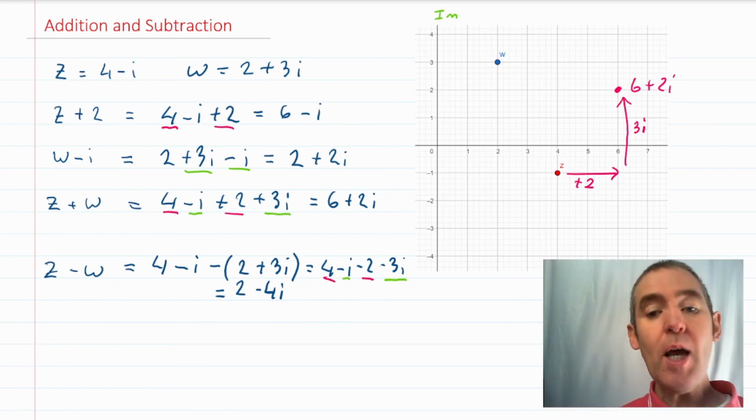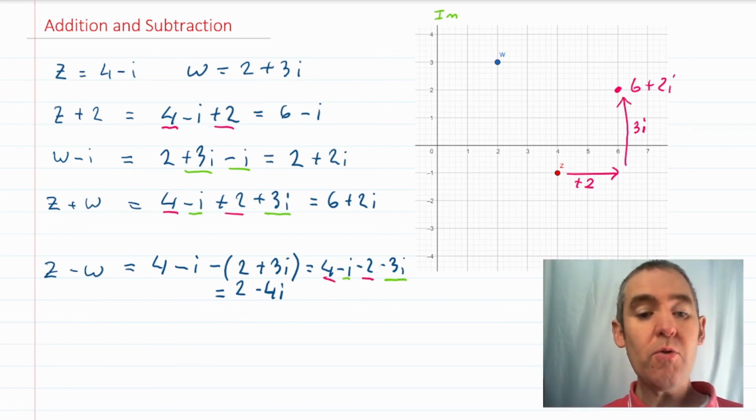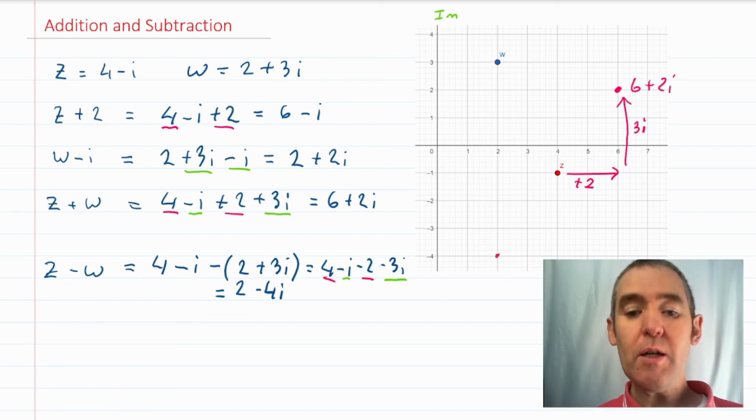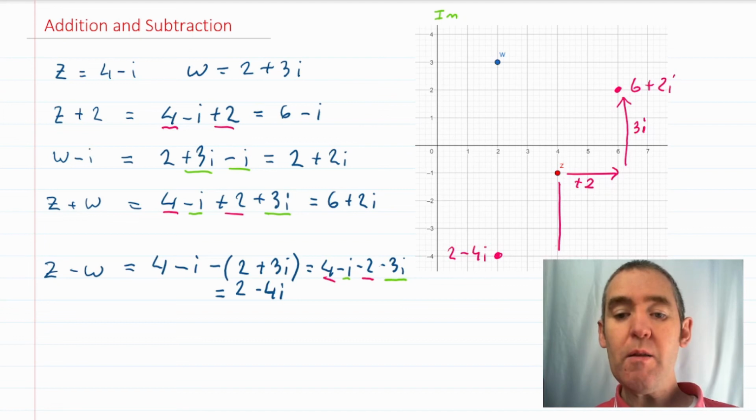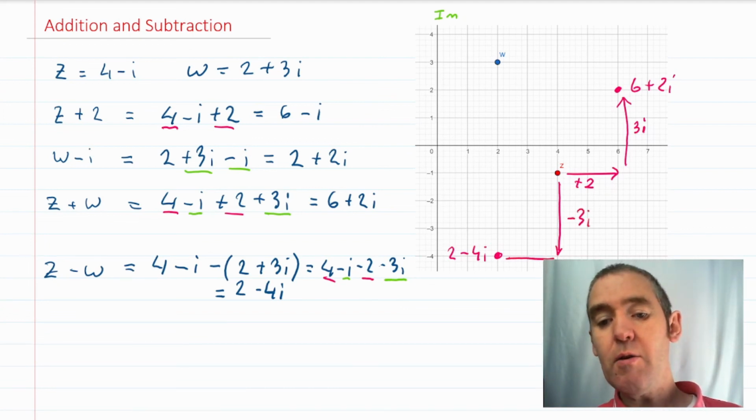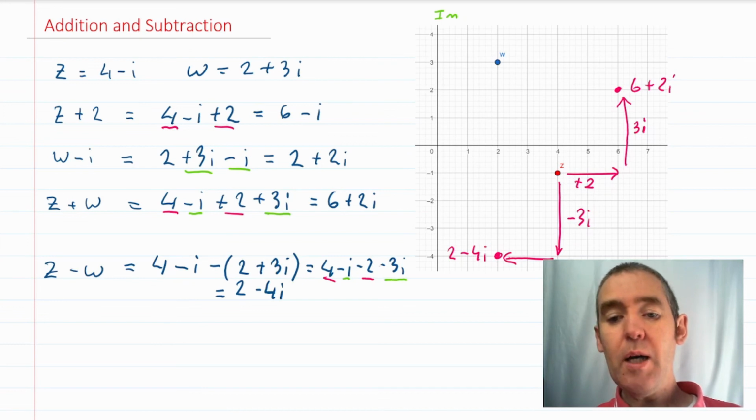And then if you subtract them, you're going to go to 2 minus 4i. So 2 minus 4i is down here. What I want you to see is you're going down by minus 3i, and you're going across in this direction by minus 2. So that's the subtraction.